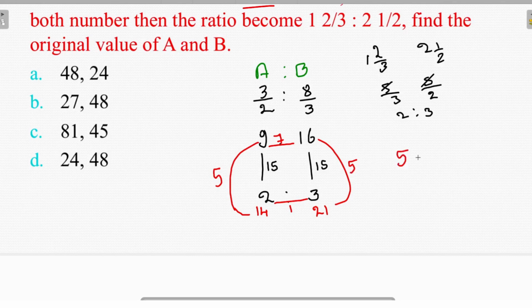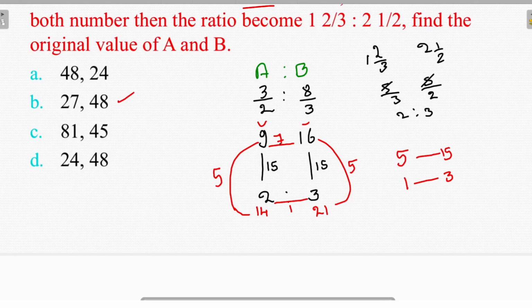On both sides I added 5, but according to the question, 15 is one part equal to 3. I need to find the original values of A and B. That will be 3 9s are 27, 16 3s are 48. So your answer will be 27 is to 48. That will be your answer.